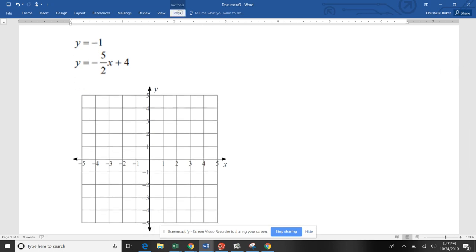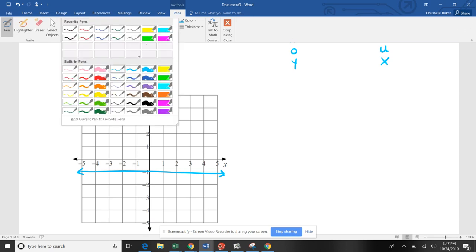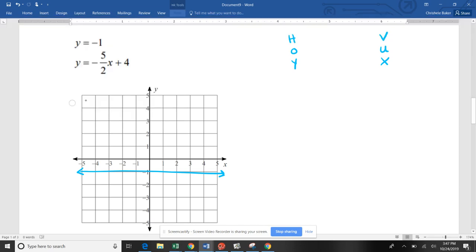Y equals -1 is a horizontal line at -1. Horizontal lines have 0 slope. They have a y-intercept. Vertical lines have an undefined slope. They have x-intercepts. Just a little acronym that can help sometimes.